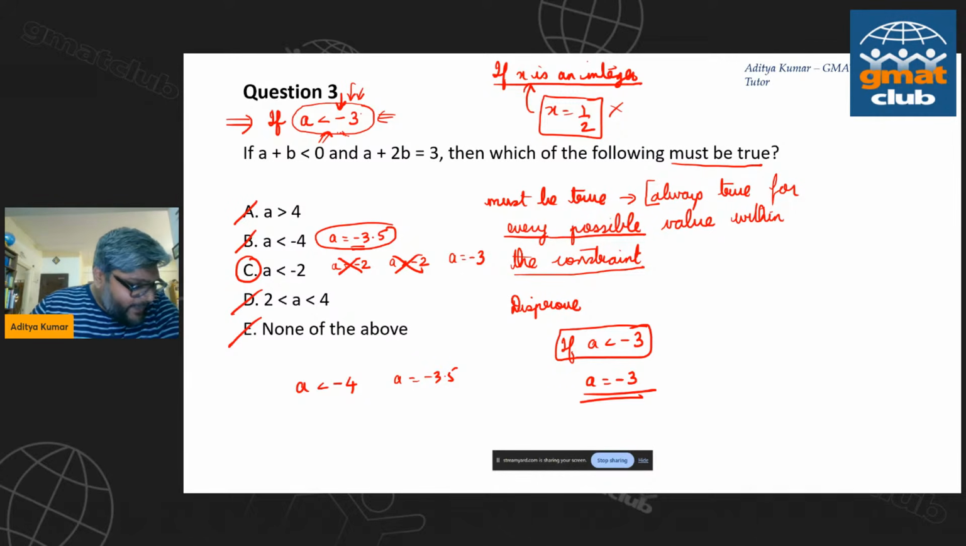Got it? I have nothing to do with B, guys. Here, my entire analysis is based on A. Why would I want to go for B? The question is asking me about all my answer choices are about A, whether A is greater than 4, A is less than minus 4, A is less than minus 2, or A is between 2 and 4. So I don't need to worry about B, and that's the first step that I did, right? I boiled down my equation to represent what A is. Got it?